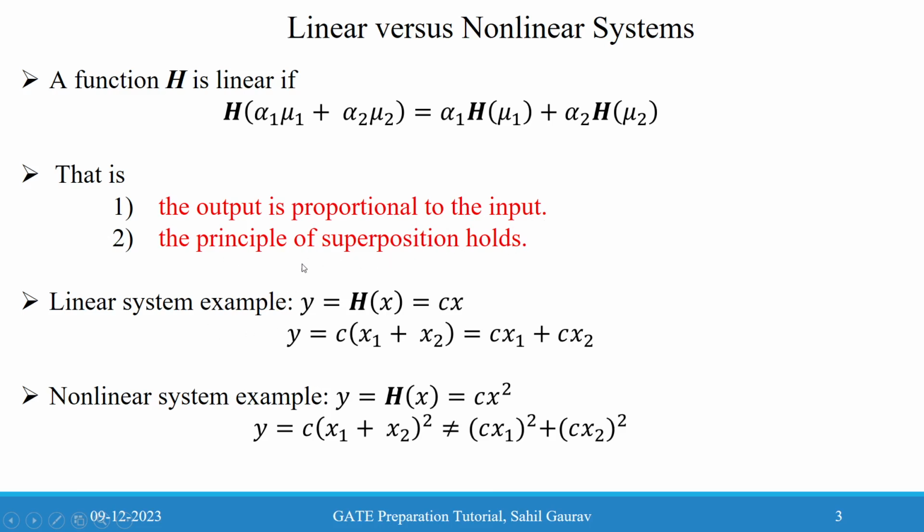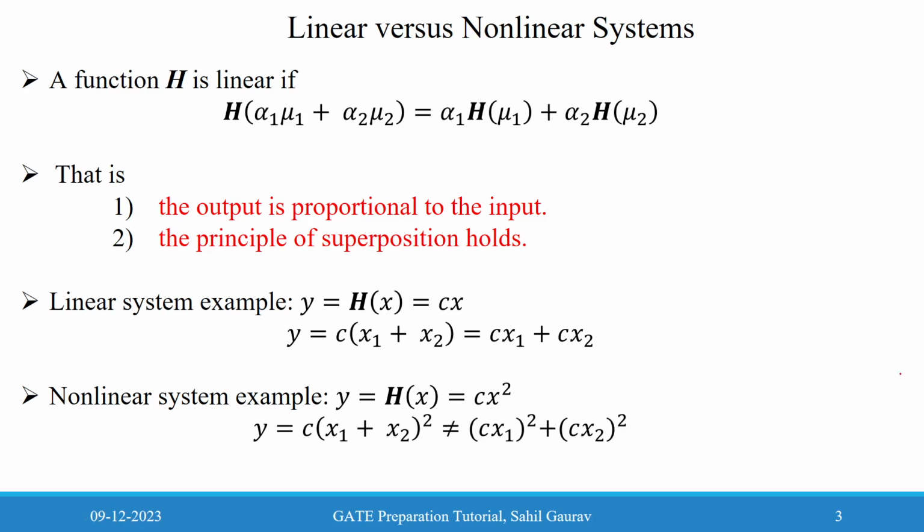If we want to see an example of linear and nonlinear systems, suppose a function is written like this: h of x is equal to cx. If you do c of x1 plus x2, then it should be cx1 plus cx2. Then here we can see that superposition and homogeneity follow. So this is called a linear system.